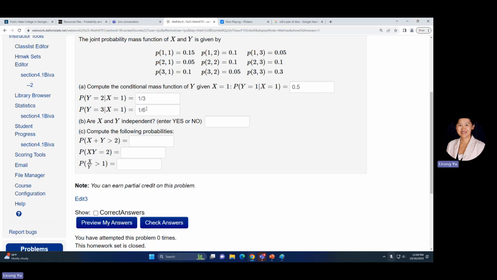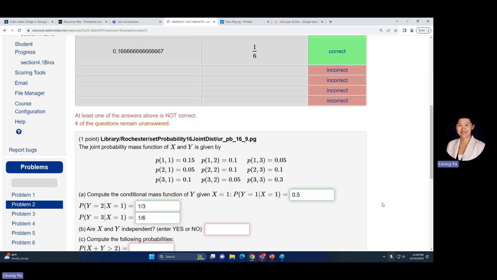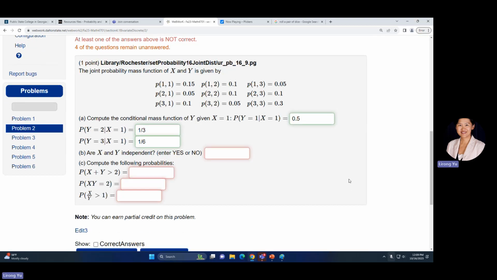This should add it all together equal to 1. Let's see. So now we can answer whether they are independent or not. For example, the first one, if it's independent, it will equal the probability y equal to 1. So what is the probability y equal to 1? This, the first column, right? This is y equal to 1.